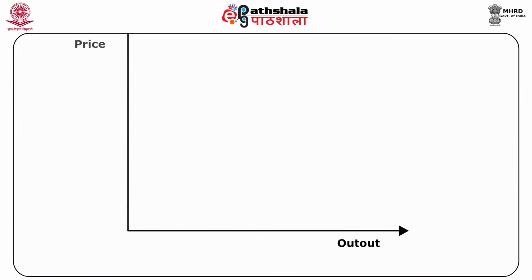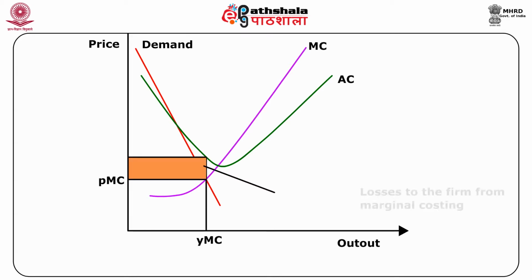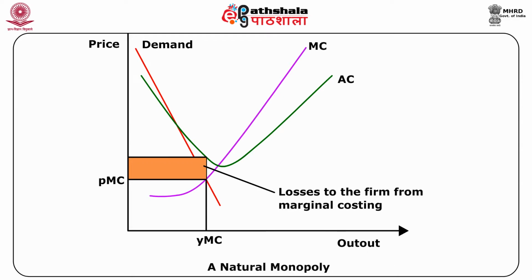An example of this is shown in figure 3.3. Here, the minimum point of the average cost curve is to the right of the demand curve, and the intersection of demand and marginal cost lies underneath the average cost curve. Even though the level of output YMC is efficient, it is not profitable. If a regulator set this level of output, the monopolist would prefer to go out of business.